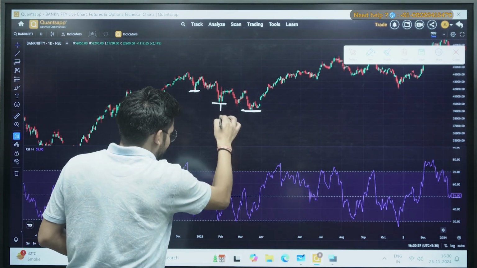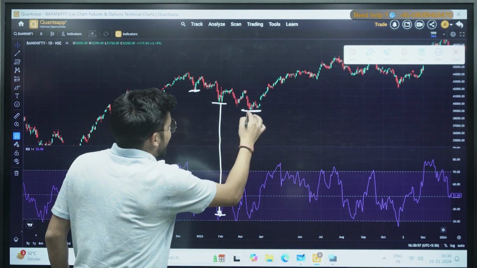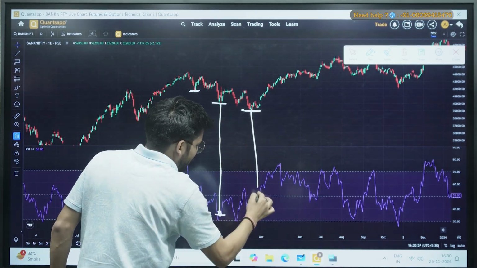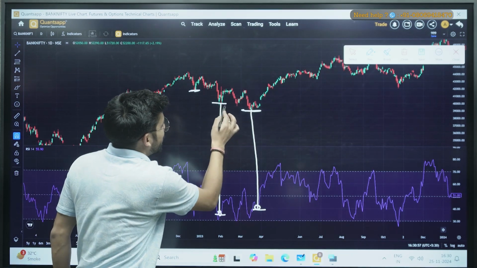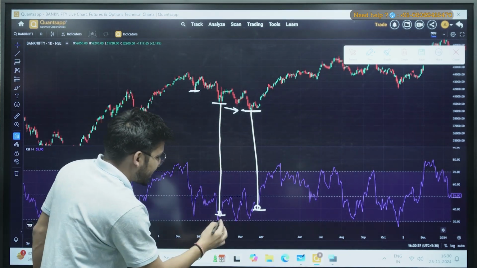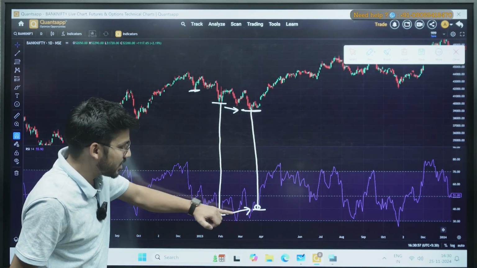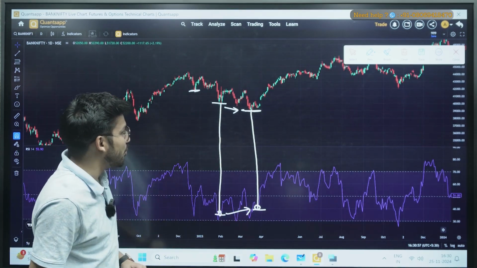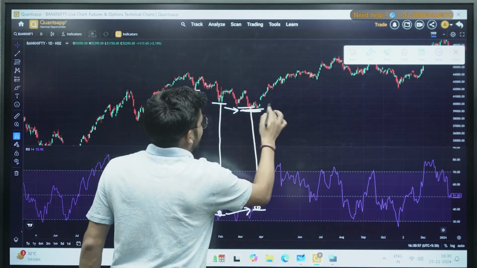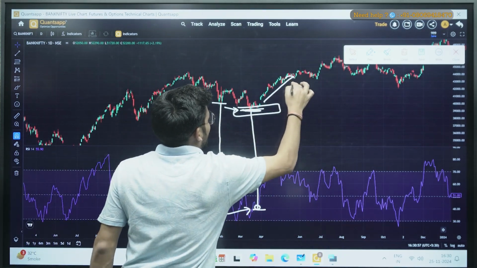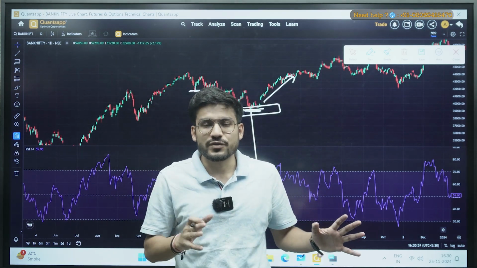If I compare it with the momentum oscillator, this was my swing low of the momentum oscillator, and then again if I compare it, you can see my market was moving in the downward direction, right? But at the same point in time, the low of the momentum oscillator was moving in the upward direction. So that was the clear indication for me that my market will not sustain here. It will move in the upward direction. So I would have been trading in the upward direction because of the trend reversal, right?